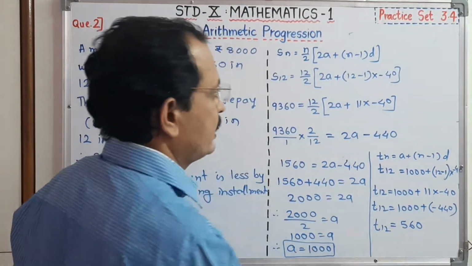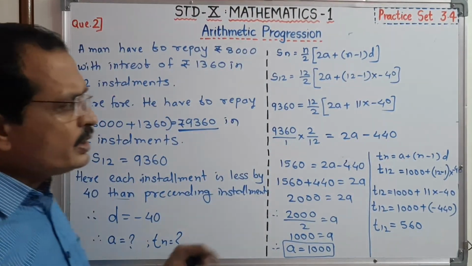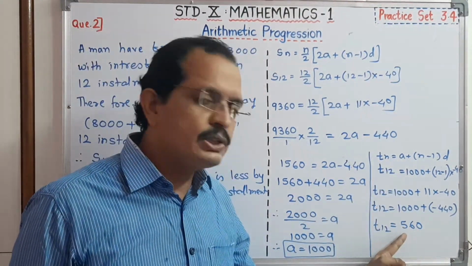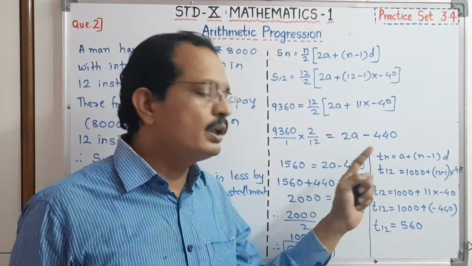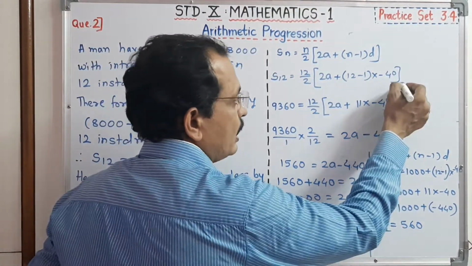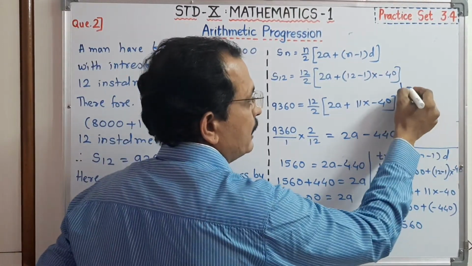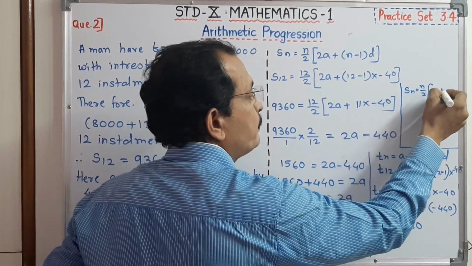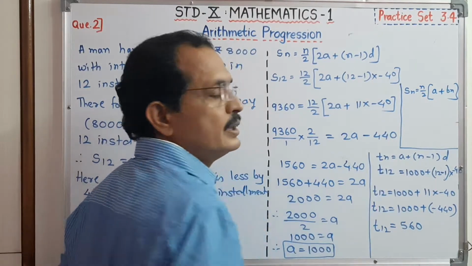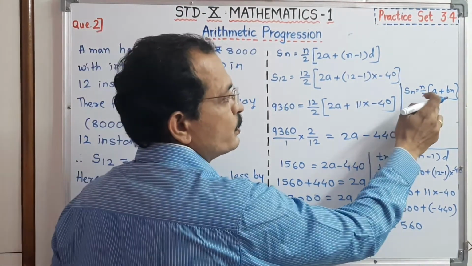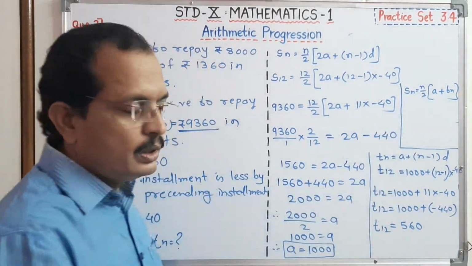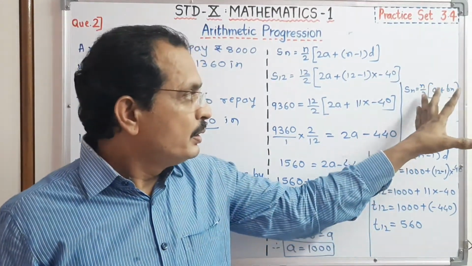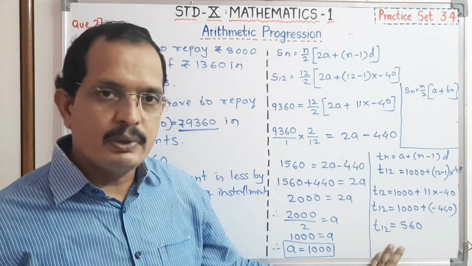We have to write the final answer. Dear student, instead of Tn, to find out the last installment, we can use another formula. Now I only show you the formula. Sn is equal to n upon 2 into a plus Tn, that is the last term. This formula also we can apply. Dear student, try with this formula and verify the answer. It will be the same.